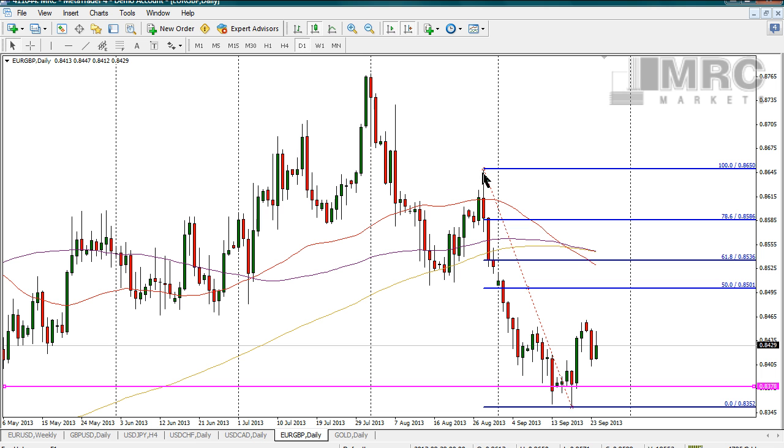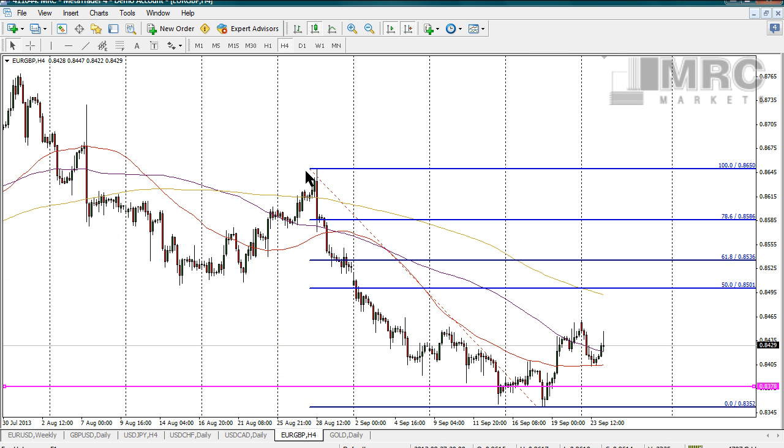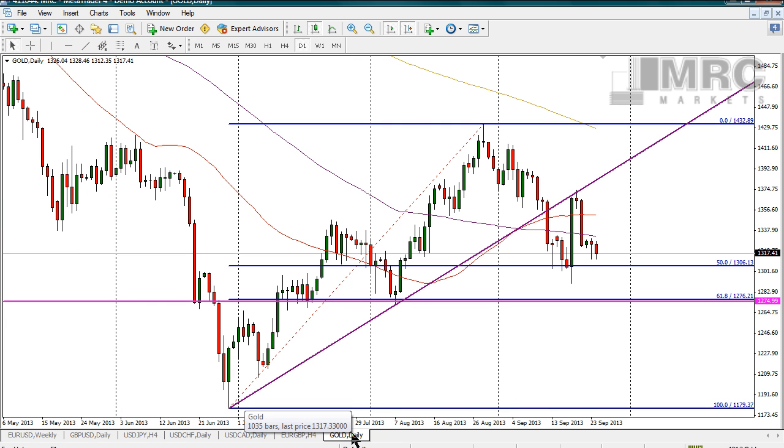So yeah, interesting chart that, interesting on the weekly and the daily, and of course on the 4 hours, a similar sort. It's the same chart as well, the same fib to look out for. Yeah, so some interesting moves there on the euro pound. Okay, that's done for the forex. Let's have a look at gold.